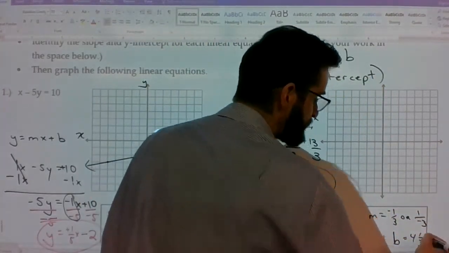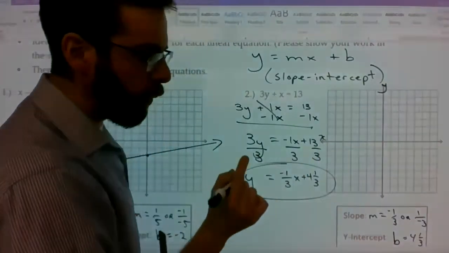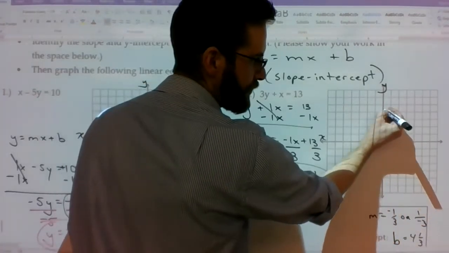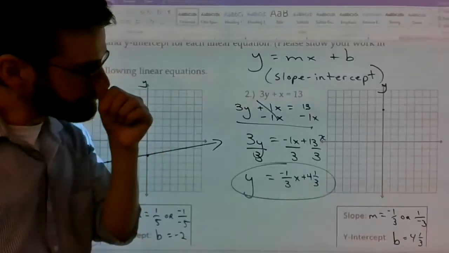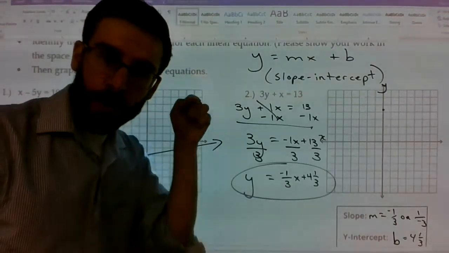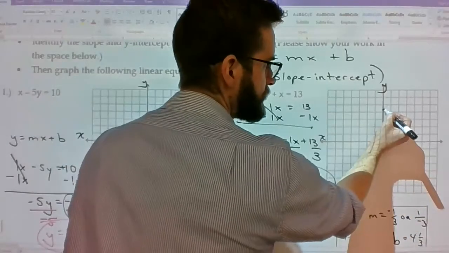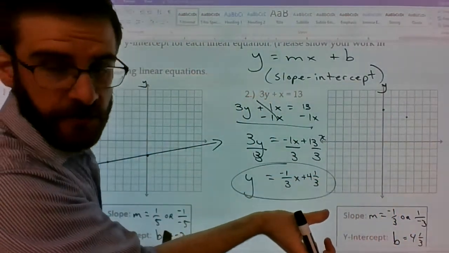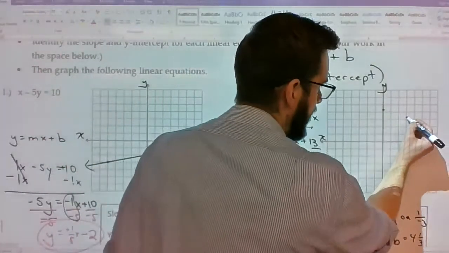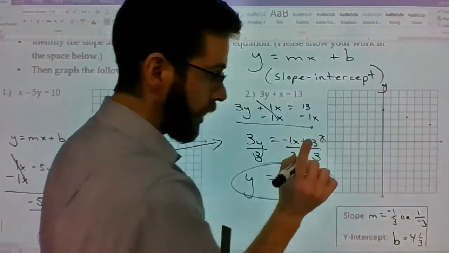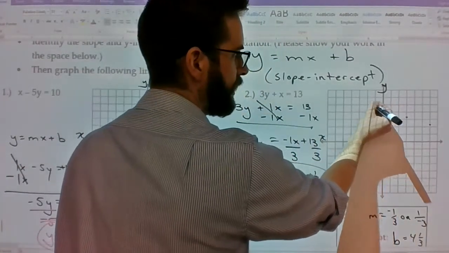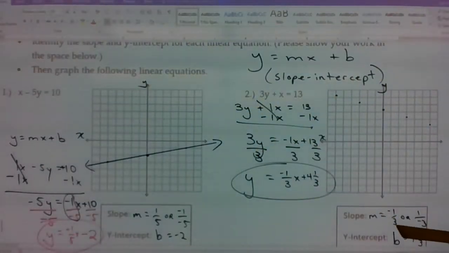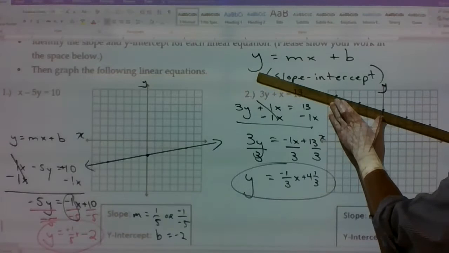is 4 1/3. So I'm starting 4 and 1/3 units up on the y-axis. Up 1, 2, 3, 4, plus 1/3 of a unit. From there, we're going to go down 1, right 3. So down 1, right 1, 2, 3. Notice I'm still between grid spaces. All your points should be there. Down 1, right 1, 2, 3. Or up 1, left 1, 2, 3. Up 1, left 1, 2, 3. Connect your dots, and you are done.